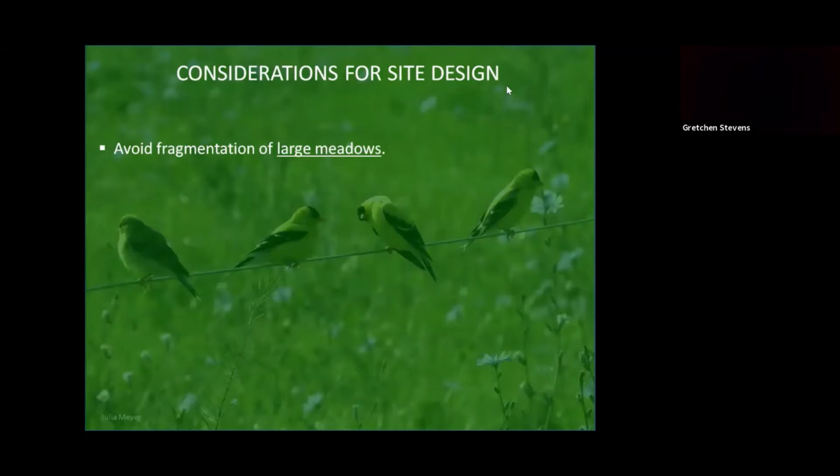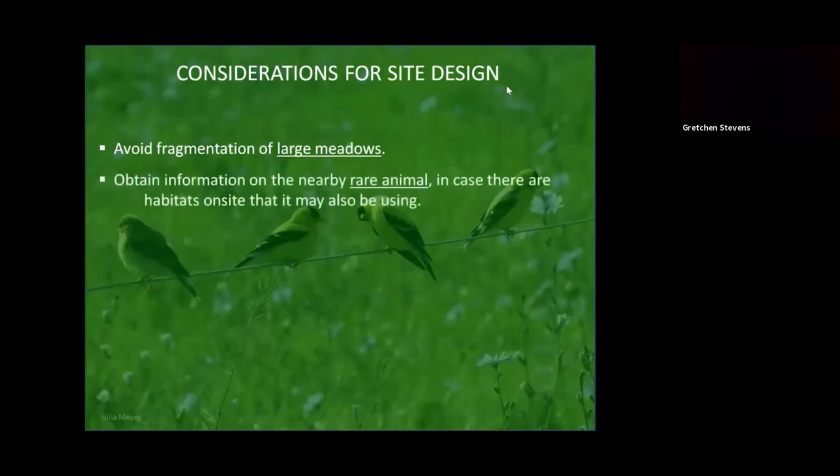Other considerations: as much as possible, avoid fragmentation of the large meadows to make sure that they can continue to be used for farming and that they can continue to be used by grassland breeding birds if those birds are present. Obtain information on the nearby rare animal that occurs just off-site in case there are habitats on-site that it may also be using.